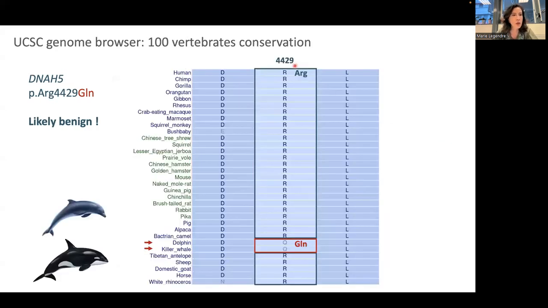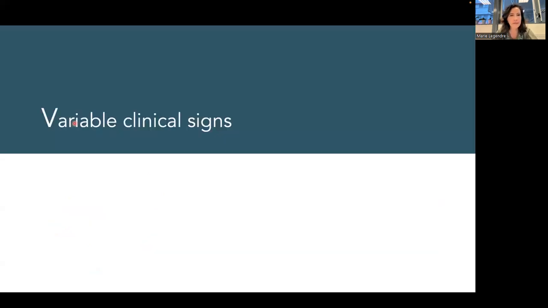Again, for this variant, we can look at conservation in vertebrates, and you can see that you have a glutamine that corresponds to the variation in two vertebrates, which are the dolphin and the killer whale. So in the proteins of those vertebrates, there's a glutamine, and this protein is able to work properly. So that's, again, another element that makes us classify this variant as likely benign.